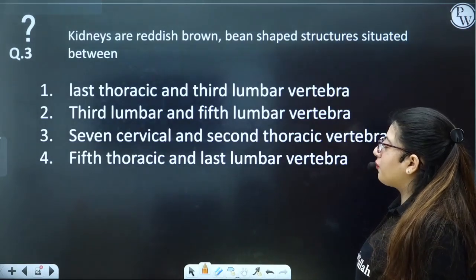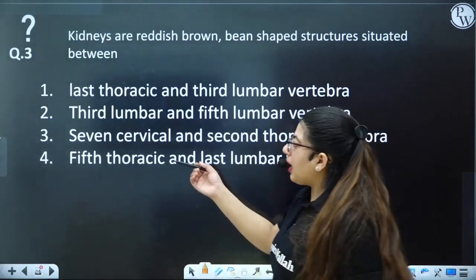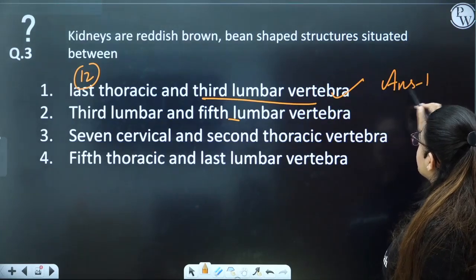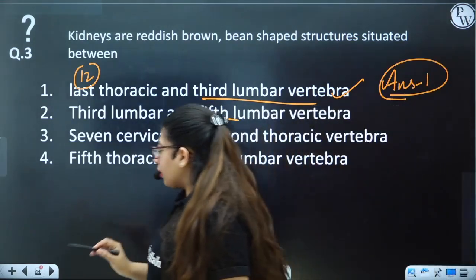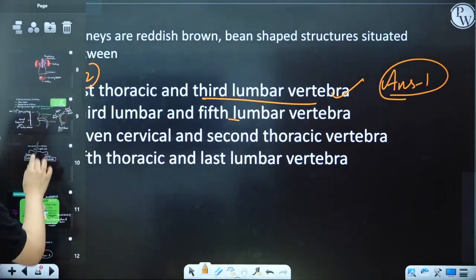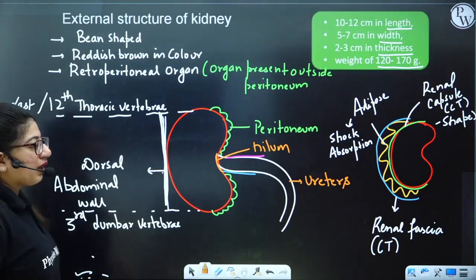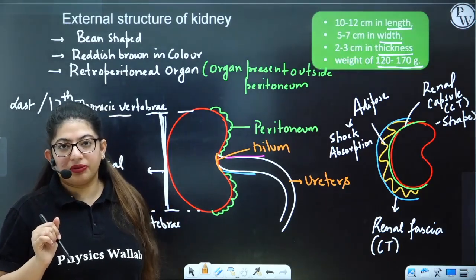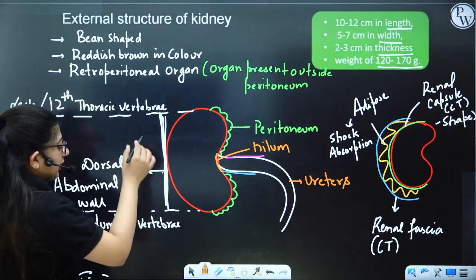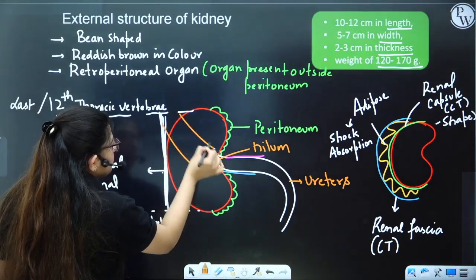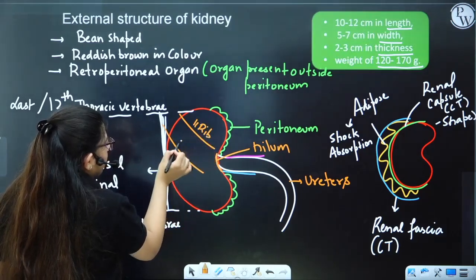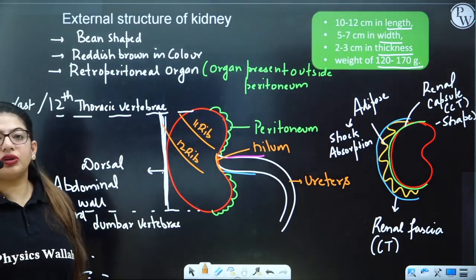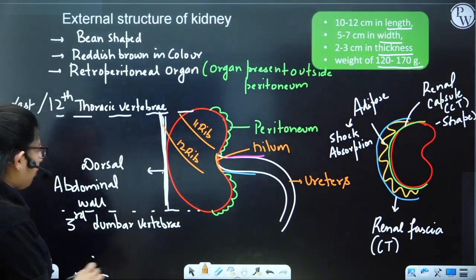Next. Kidneys are reddish brown bean shaped structures situated between last thoracic and third lumbar, seventh cervical and second thoracic, or fifth thoracic and last lumbar. Very simple. Last thoracic, which is the 12th thoracic, and third lumbar is the correct answer. So there are certain things that you need to memorize. Or there is one more thing that will make it easier for you to memorize its location. Your 12th thoracic is attached with your last rib. Here you can easily find out the last two ribs, the 11th rib and 12th rib. So it becomes pretty clear that it starts from the 12th and it will end at the 1st, 2nd or 3rd lumbar.